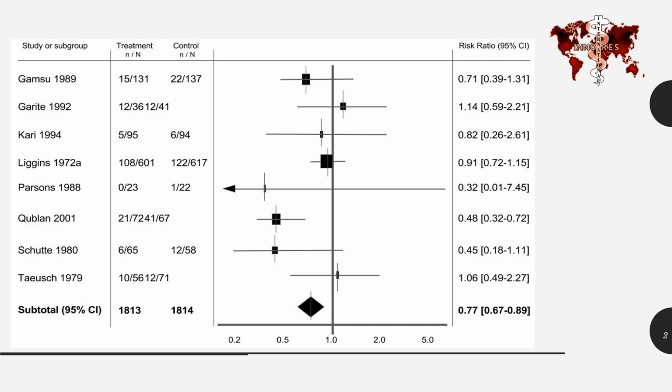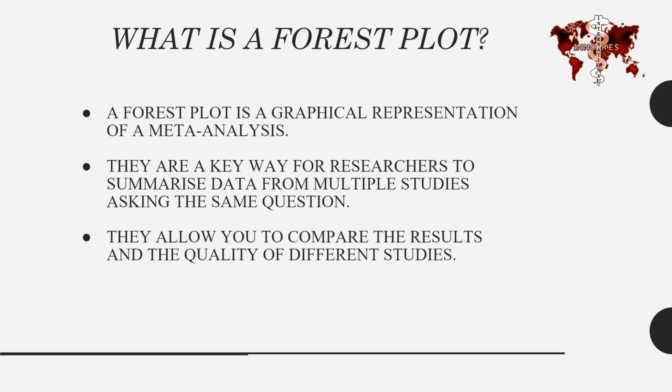So the forest plot is a graphical representation of the results of a meta-analysis, and they are a key way for researchers to summarize data from multiple studies which ask the same question. They allow you to compare the results and the quality of different studies.